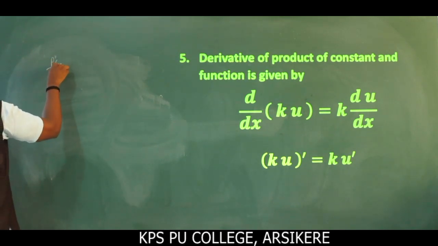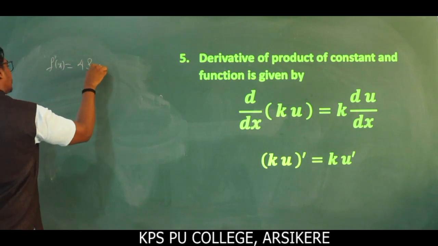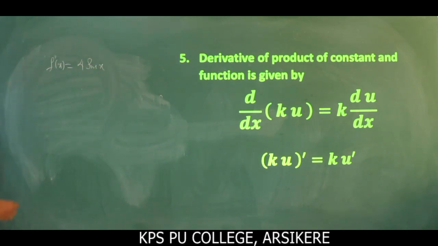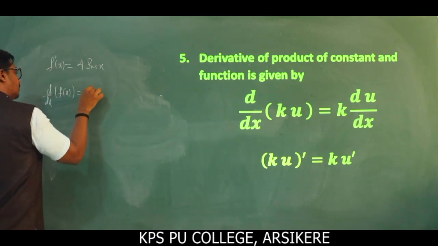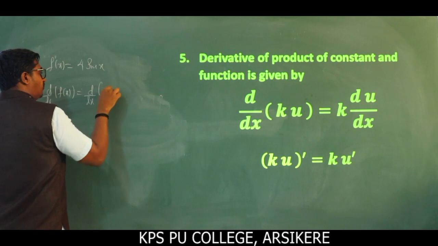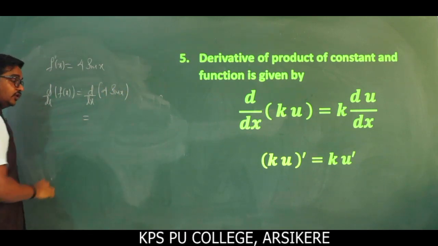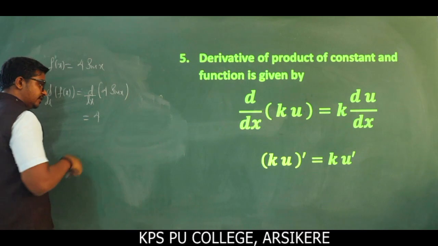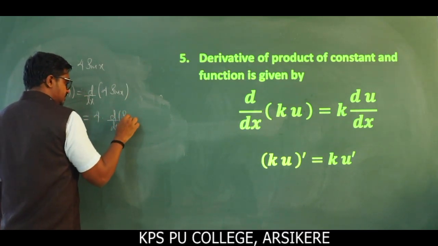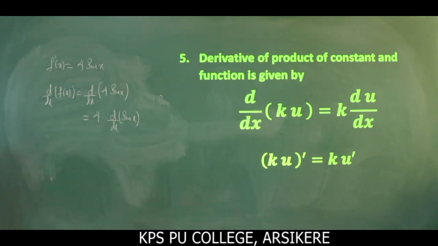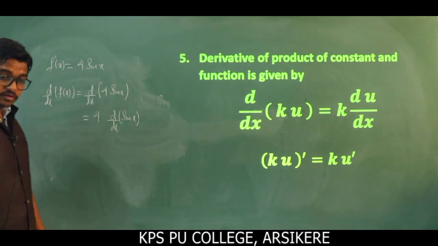f of x is equal to 4 sin x. Then how to find the derivative of this function? d by dx of f of x is equal to d by dx of 4 into sin x. 4 is a constant, take it out of the differentiation, this becomes 4 times d by dx of just sin x, this is it. d by dx of sin x is cos x. This is property 5 of algebra of functions. Fifth one, take a pause and note down all the things I have written here.